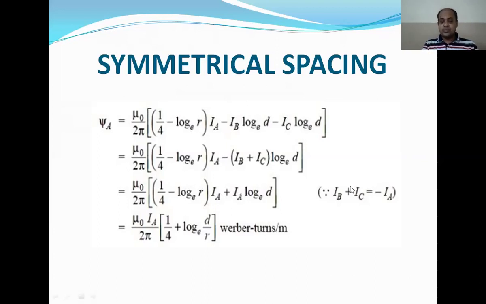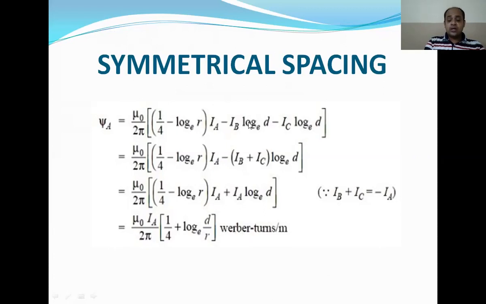Why is this minus converting to plus? Because we know that IA plus IB plus IC equals 0. So IB plus IC equals minus IA. So here it is minus IB plus IC. That means it is plus IA into log D. So we can easily find that mu 0 IA by 2 pi into 1 by 4 plus log D by R to the base e Weber turns per meter.